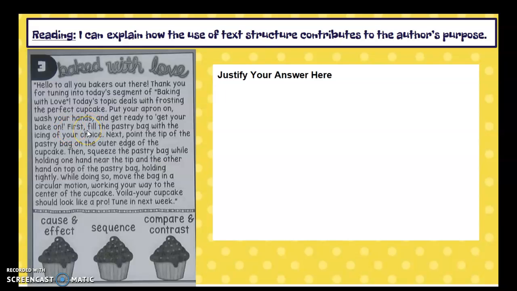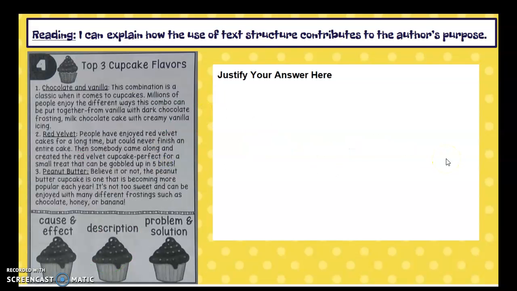Ooh, first, I don't even need to read this. Look, I've got first, next, then. All right, that right there is sequence. Okay, and I would just write first, next, then. Okay, that's my justification. I've got those key words, all right? Okay, number 4. Let's see.